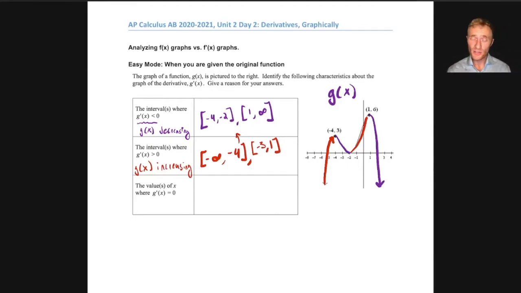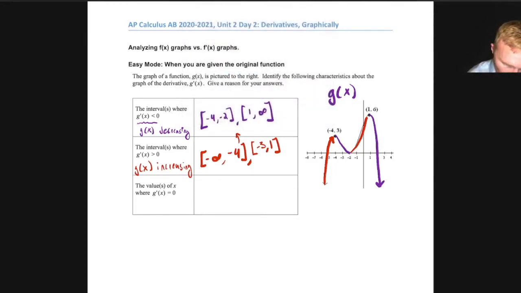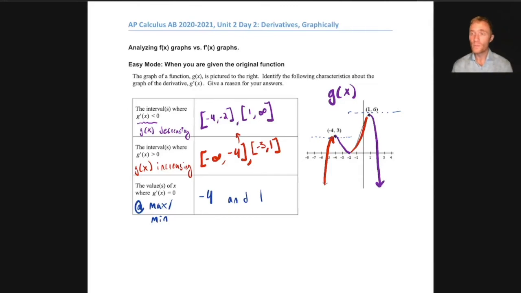Now where is the derivative 0? The derivative is 0 at a relative max or min, because that's where I have horizontal tangent lines. And that's going to be at -4 and +1. Functions increasing, derivatives positive. Functions decreasing, derivatives negative. Now where this is slightly trickier is if you are given a graph of the derivative.